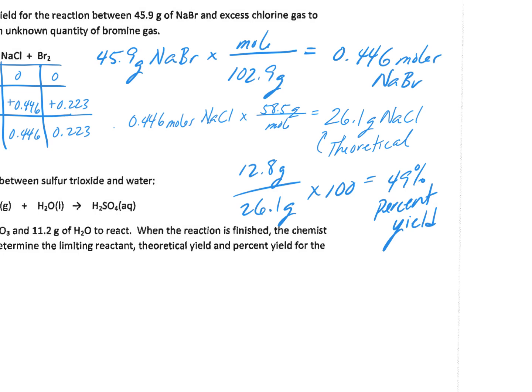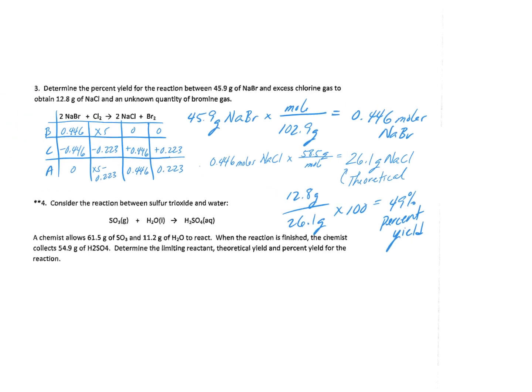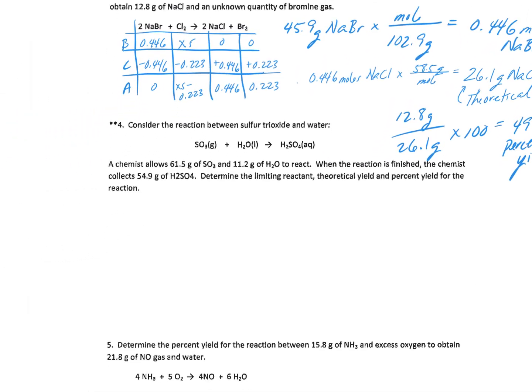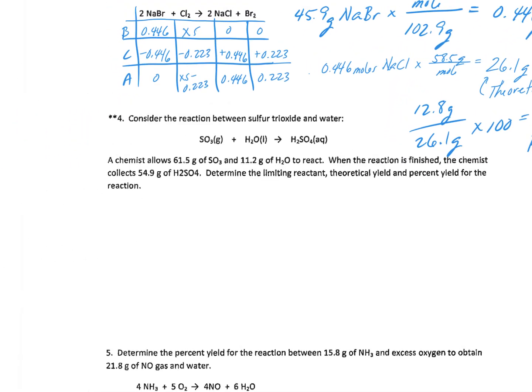Let's try the next one. I can already see that there's a little bit more going on in the next problem because we are given the amount of both reactants there. If we're given the amount of both reactants, that means we're going to need to find which one is the limiting reactant. All right, let's jump into it.